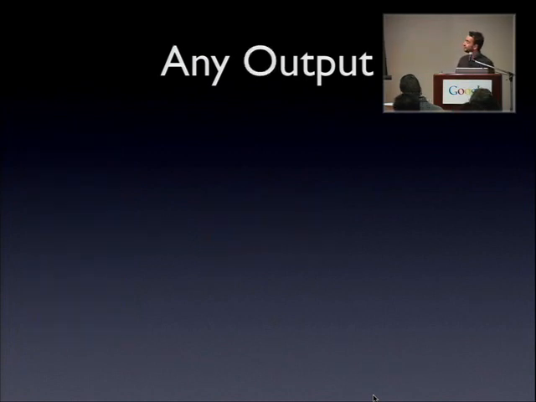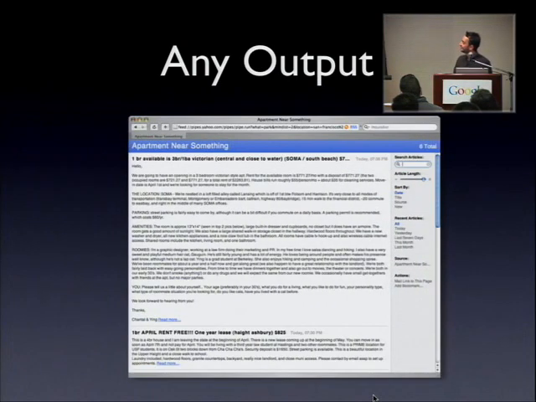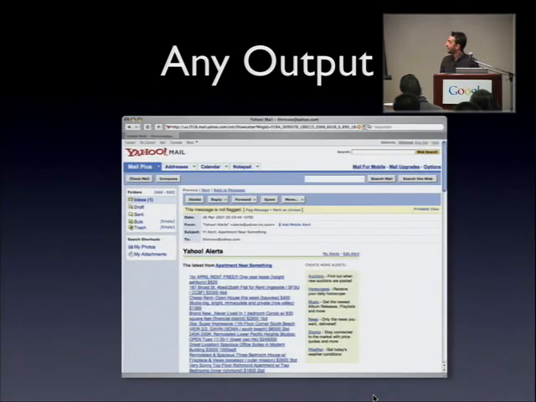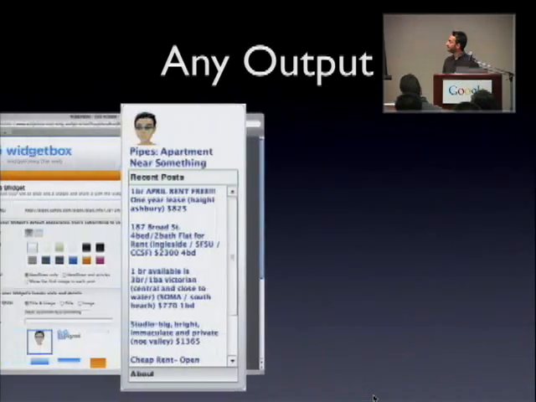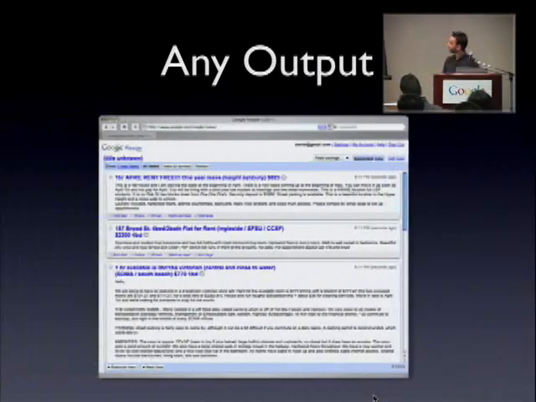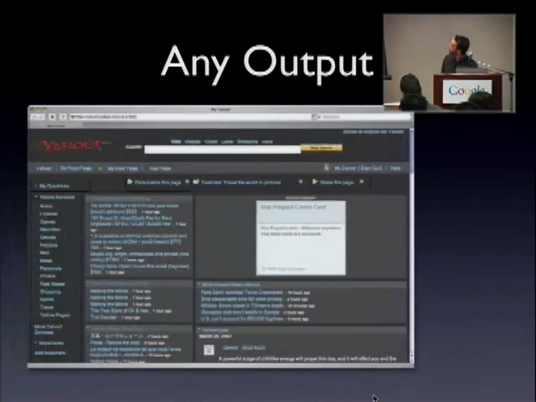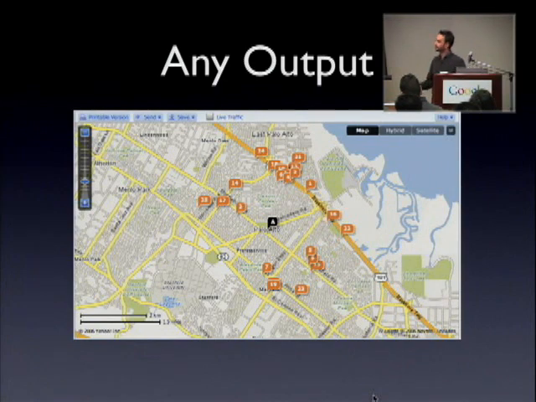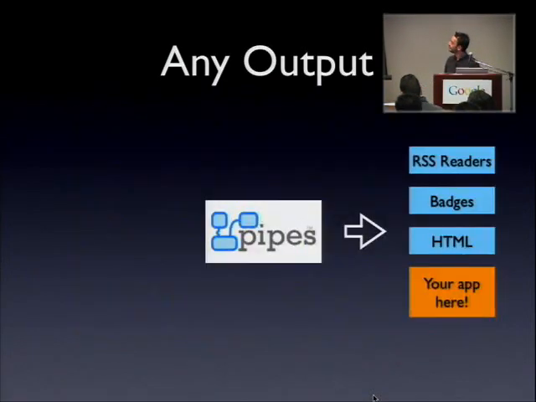The other design philosophy is to support as many different output formats as possible. So currently, we support RSS output. We support JSON output. You can subscribe to receive email alerts or SMS alerts. Or you can put the output of a pipe in a widget or a badge that you can put on your website. You can put it in a reader. You can put it on your personalized homepage. We have a hosted version of pipes where you can come and execute a pipe. The rendering is similar to a web result set. And if the output feed contains geo information, you can actually plot it on a map. So the general attitude has been to try to support as many different output formats as possible.